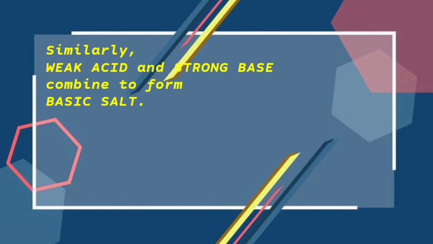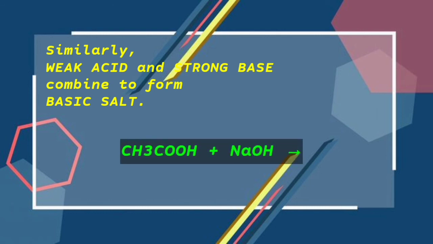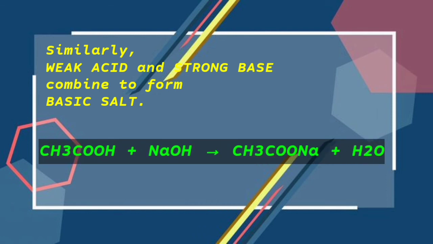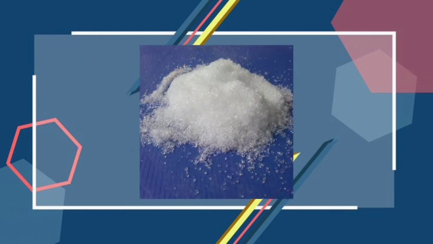Similarly, now weak acid and strong base form basic salt. This is the example. Acetic acid is a weak acid. NaOH is a strong base. So they form basic salt, which is sodium acetate. This is the picture of sodium acetate.